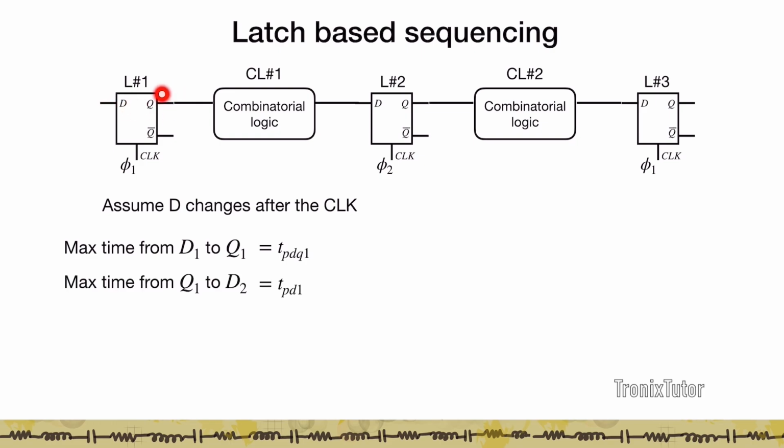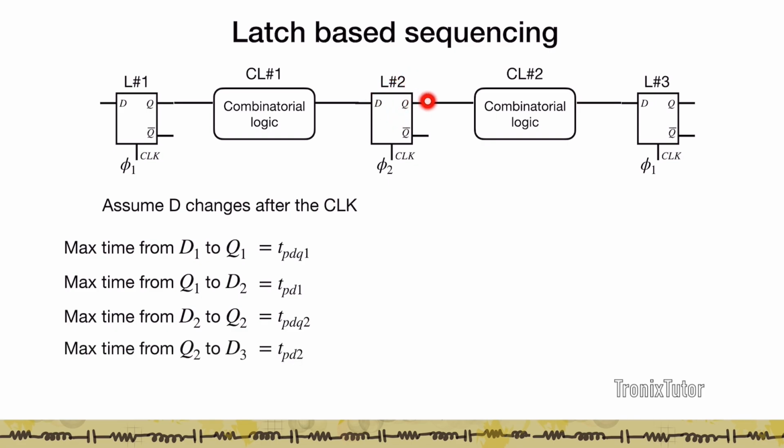Now the maximum time required for the data to go from Q1 to D2 would be through the combinational logic 1 and its propagation delay, which is TPD1. Remember that latch 2 doesn't operate on the same clock as latch 1. So we have time for this entire data to go through all the way to L3 before the phi 1 gets activated again. So now we have the maximum delay from D2 to Q2, which is given by TPDQ, the propagation delay from D to Q of the second latch.